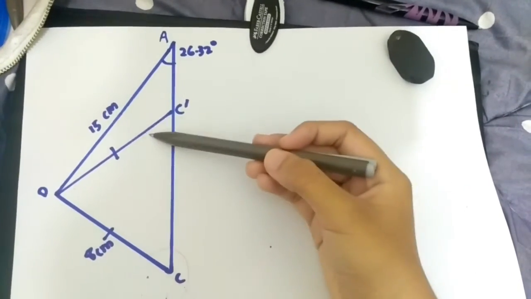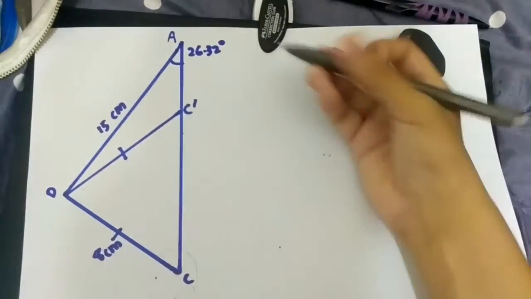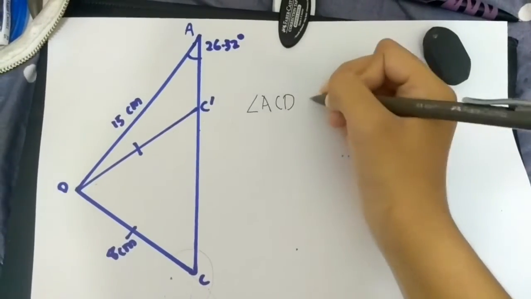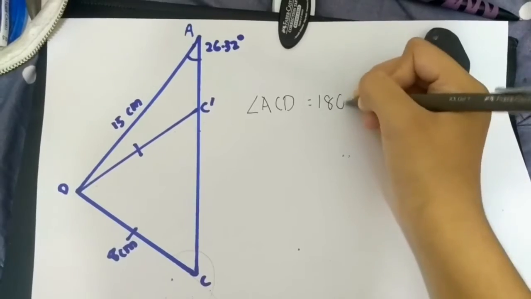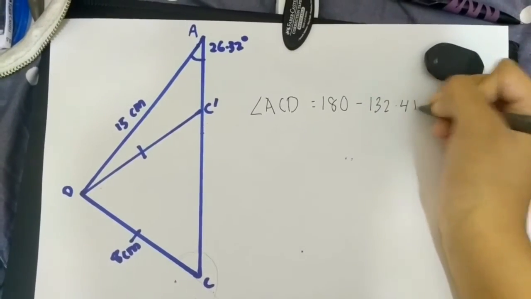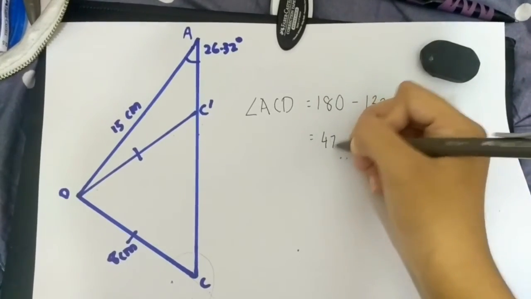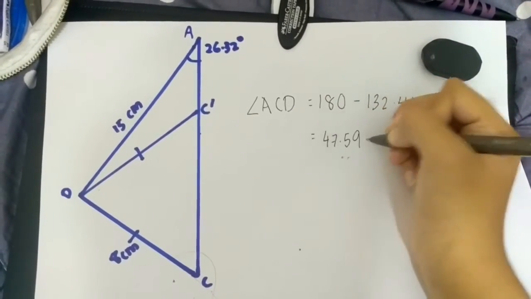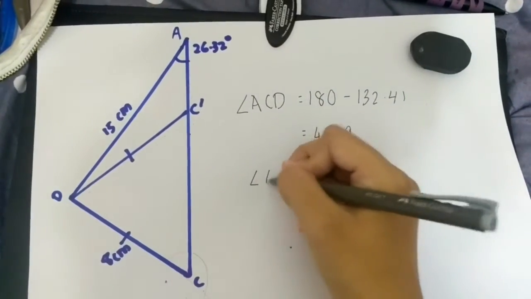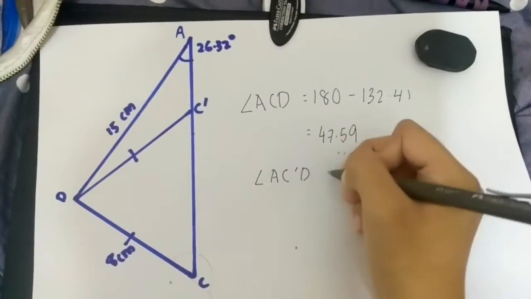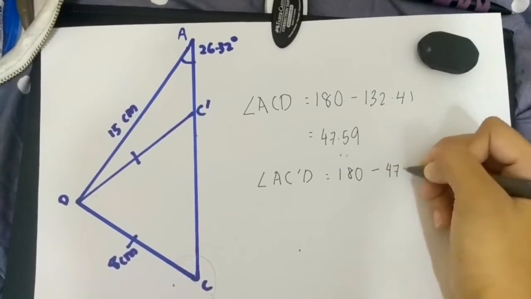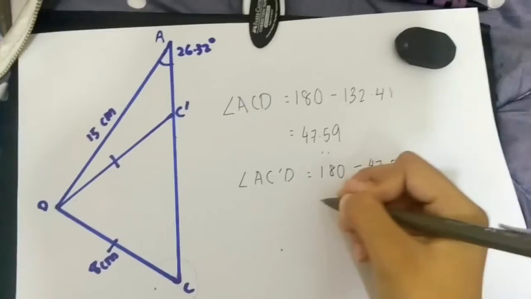Next, the question wants the area of triangle ADC prime, which C prime lies on AC and also DC equals to DC prime. We can find angle ACD by subtracting 180 and 132.41. And the answer will be 47.59. So the angle of AC prime D is 132.41.